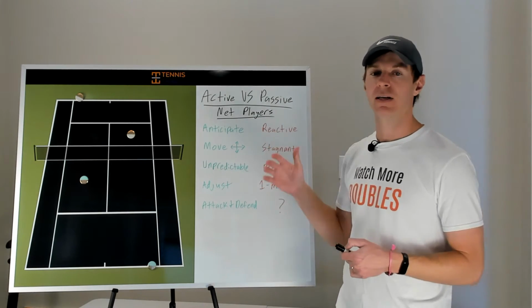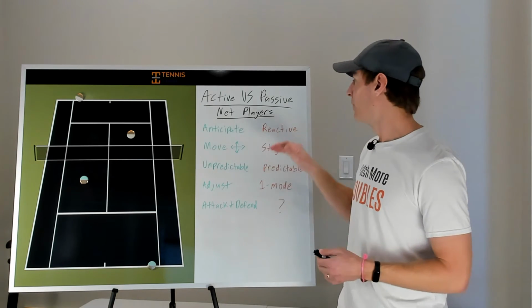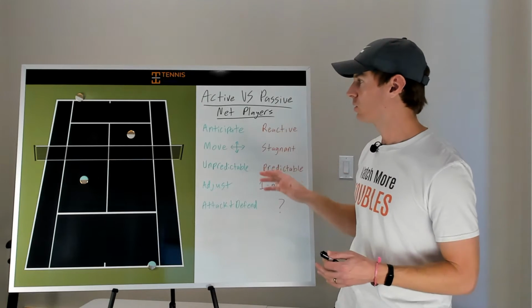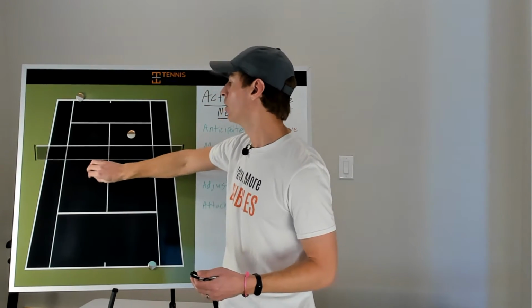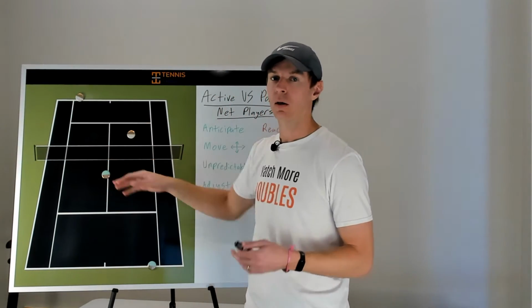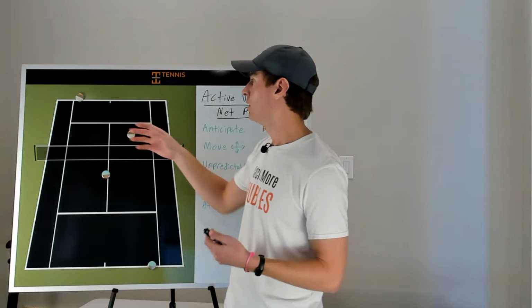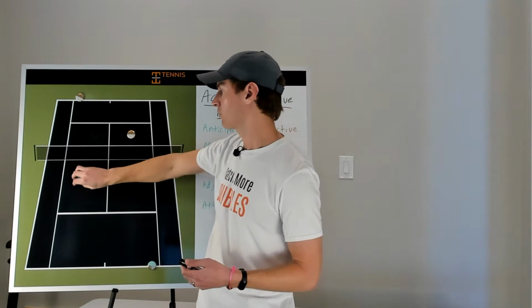So active net players anticipate where the ball is going to go. Bad net players react. So what that looks like is during a rally, a good net player will go to where they think the opponent is going to hit the ball based on certain tendencies and what shot is most difficult and most likely to come back from the opponent.